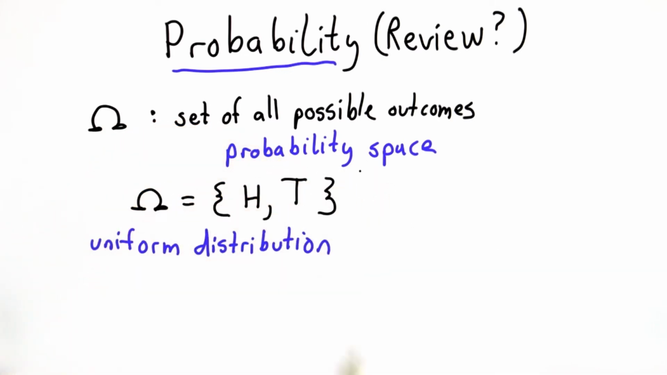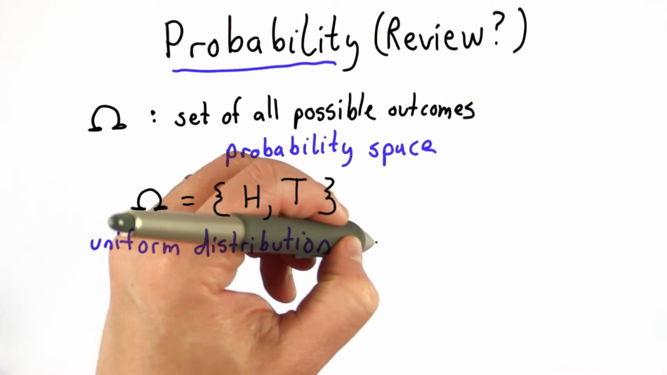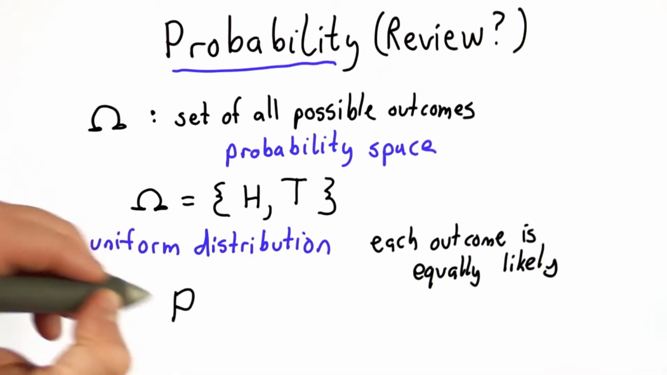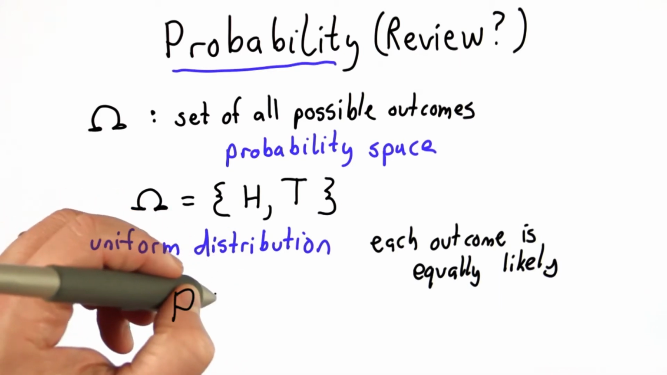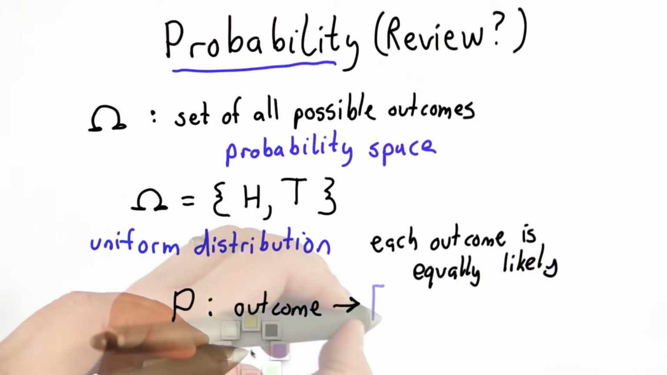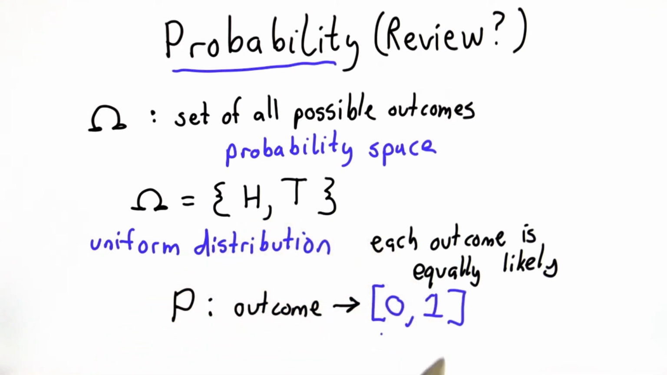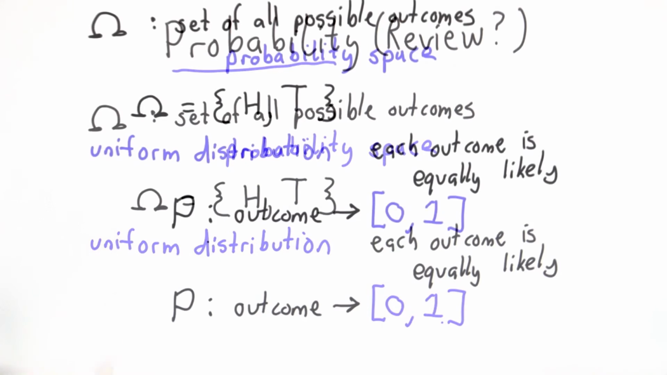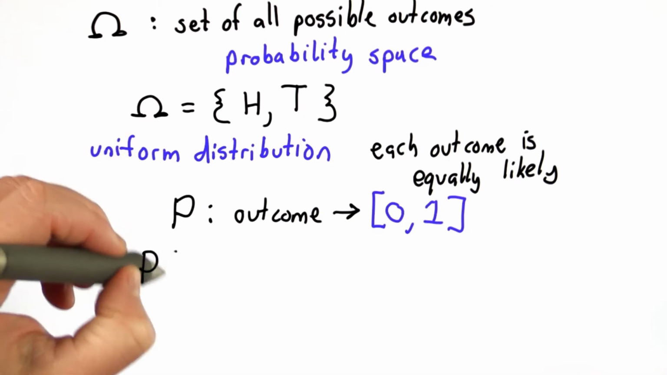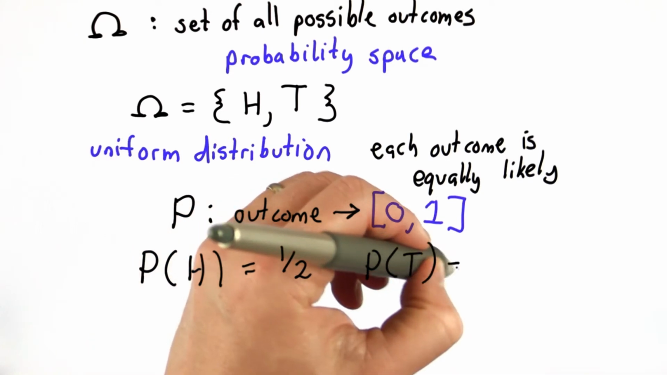If our probability space has a uniform distribution, that means each outcome has equal probability. And we can write that as a probability using P as our probability function. So P is a function that takes as its input some outcome, and it maps that to a real number between 0 and 1. 0 would mean that event never happens. 1 would mean that event always happens. So if we assume a fair coin with a uniform distribution, well, then the probability that we get heads is equal to 1/2, and the probability that we get tails is also equal to 1/2.